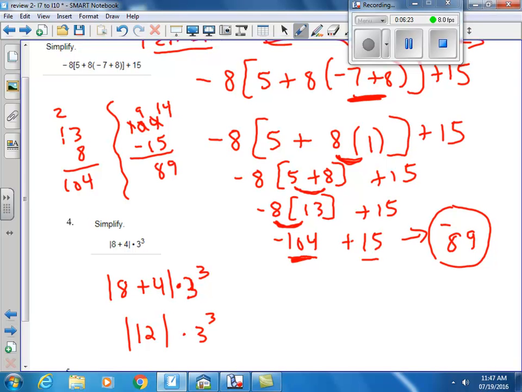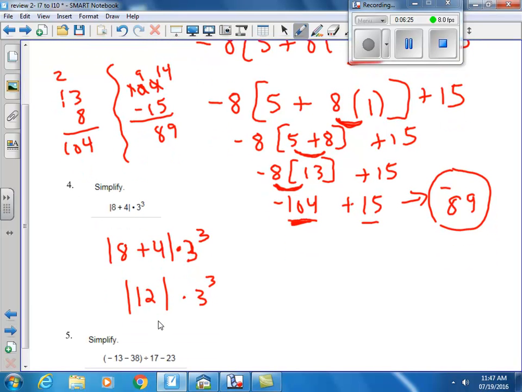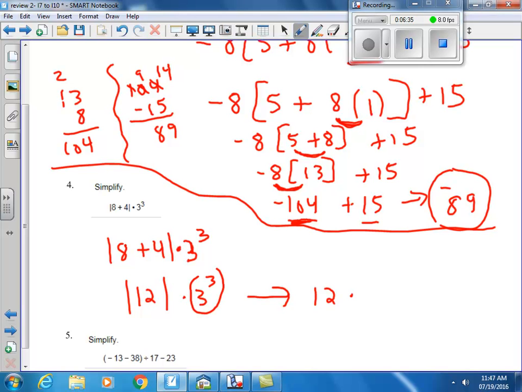But 12, absolute value of 12 is still 12, so it remains positive. So let me just kind of bracket that off. So then we have 12 times, we can take care of 3 cubed. We know that's 27. So 12 times 27, and that will lead us to the final answer.